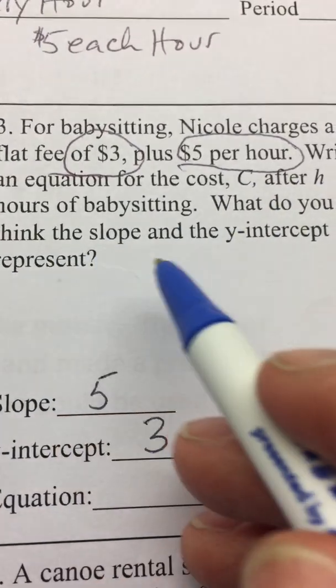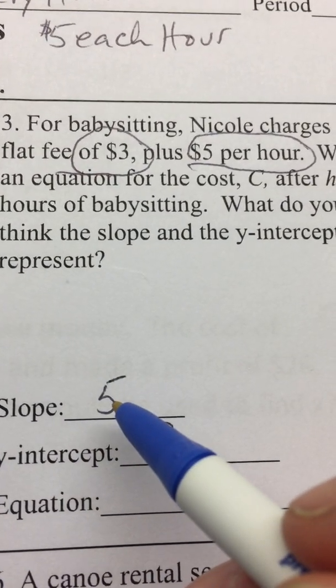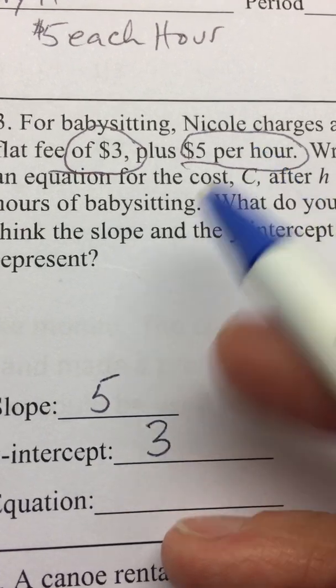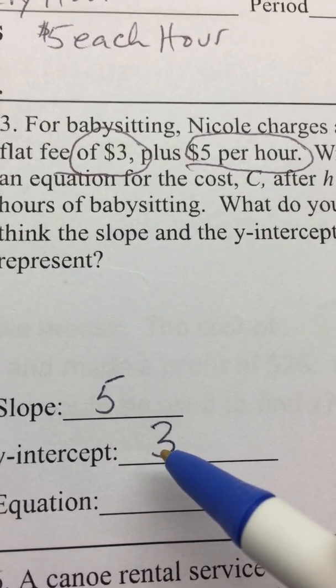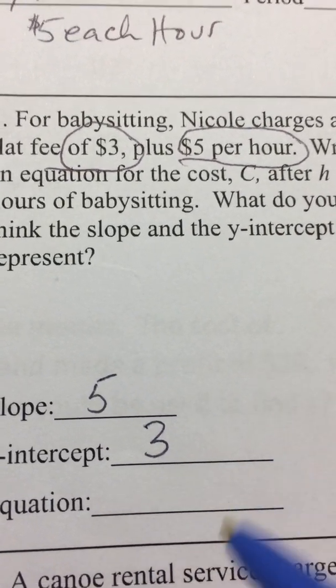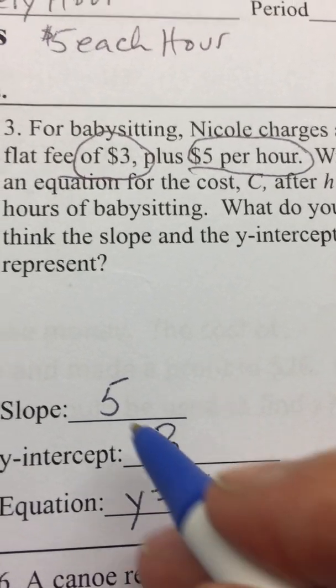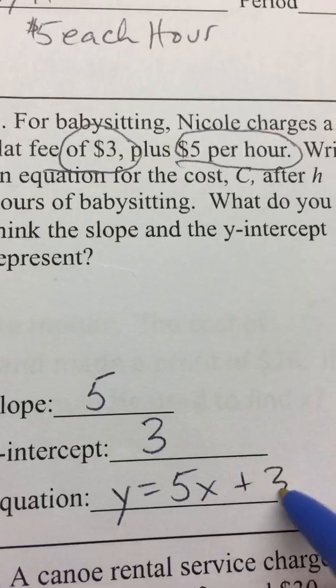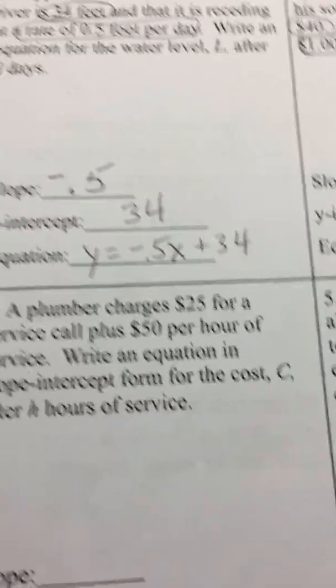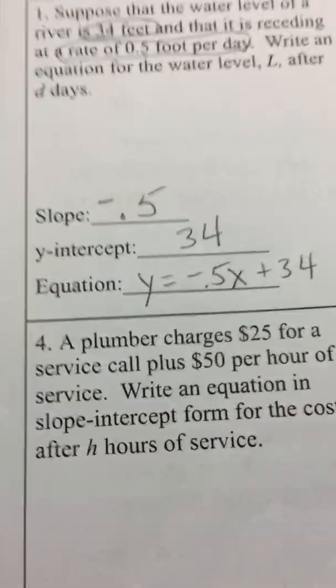So what do you think the slope and the y-intercept represent? 5, the slope is my money per hour that she's making, and the flat fee that she charges up front is my y-intercept, right? So this is y equals 5x, because the slope goes in front of the x and the y-intercept goes on the end. Here we go. See, once you get the hang of this, they're not bad at all.